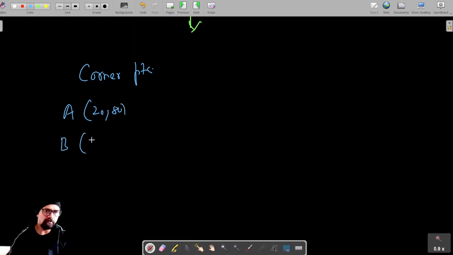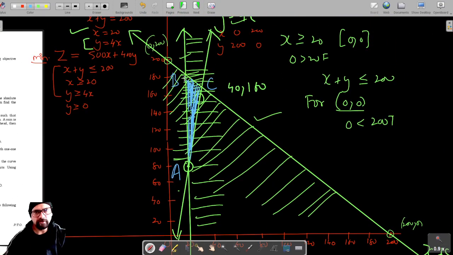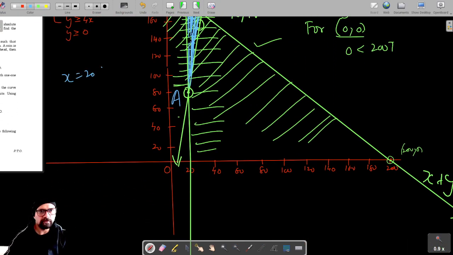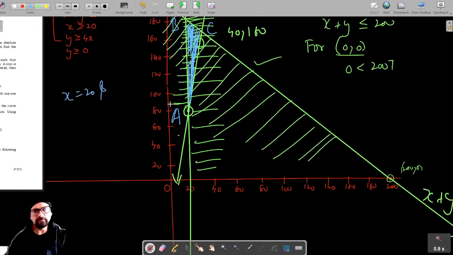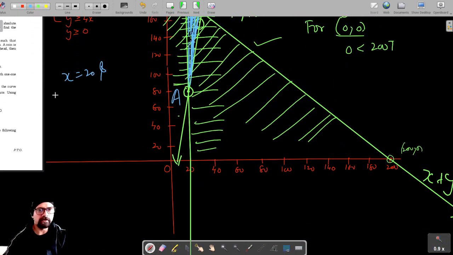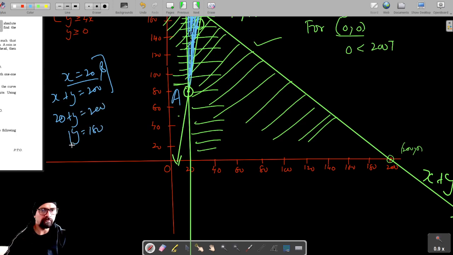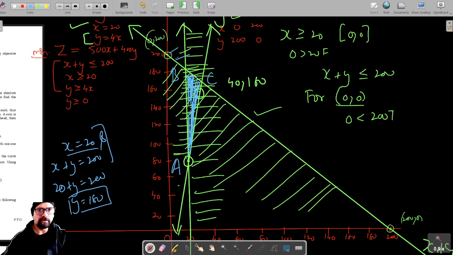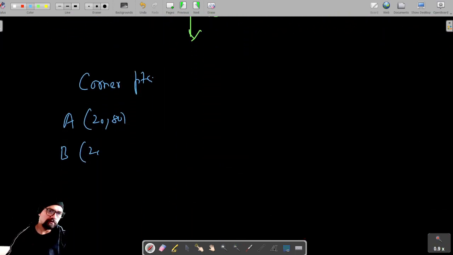Let's try to get the second corner point. The second corner point B is the point of intersection of x is equal to 20 and x plus y is equal to 200. If we solve them, 20 plus y is equal to 200, so y is equal to 180. So B is 20 comma 180.